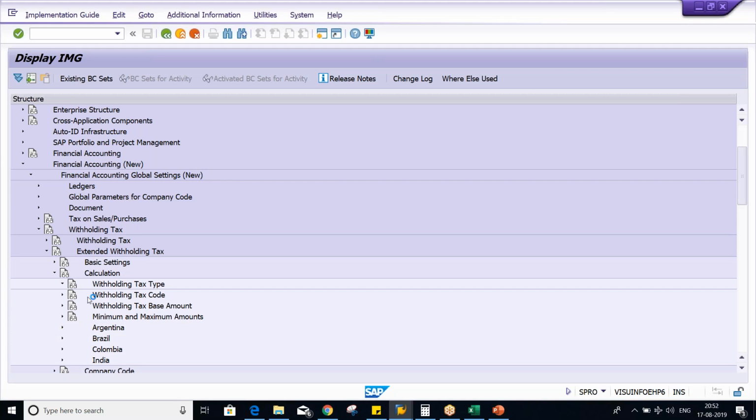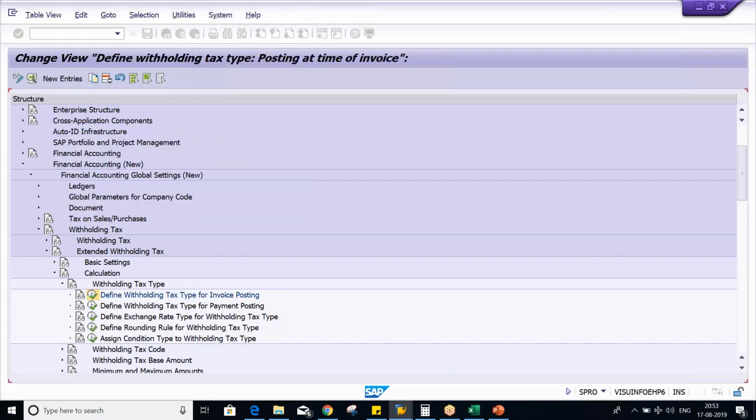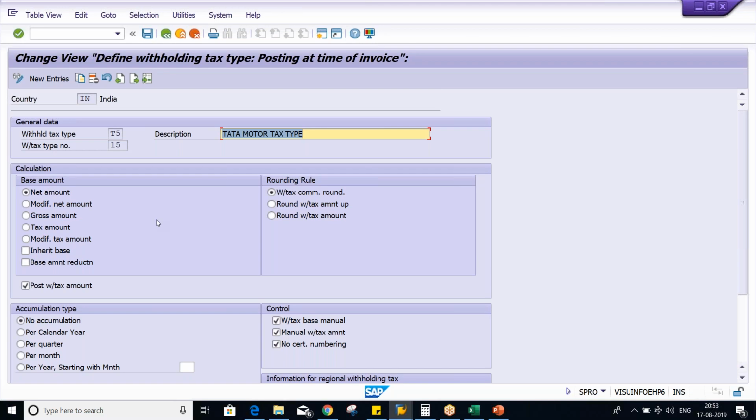So here, tax type. Now, give your country code. And I have already defined a tax type. This T5 I'm going to use. So look at here, guys, the base amount. Okay, base amount is like net amount, gross amount, right? Tax amount. Now, we'll have a look at this one by one. Okay, if we are going to select net amount here.